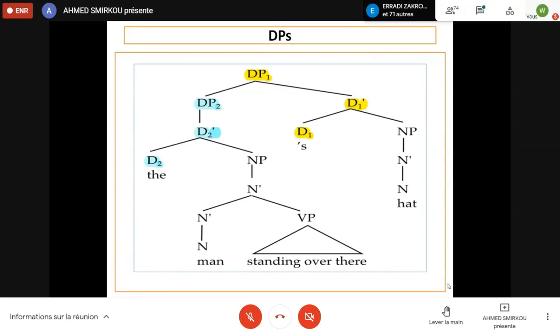But first, we argued that possessive S is a determiner because it occurs in complementary distribution with determiners. So since it's a determiner, how can we branch a tree with two determiners, for example, the man's house? It's impossible. The only way to do so is to claim that the determiner is the head of the phrase, and it's like you kill two birds with one stone.